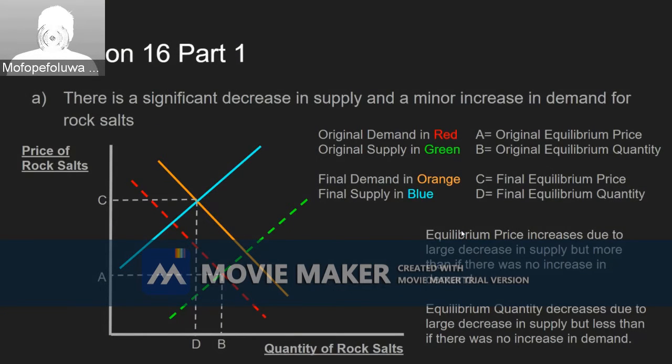Okay, so for number 16, part A, you can see that there's a major reduction in supply, but a minor increase in demand. This comes together to create an increase in the equilibrium price, but a decrease in the equilibrium quantity. The increase in equilibrium price is greater than what would have occurred if there was no increase in demand, but the decrease in equilibrium quantity is less than what would have occurred if there was no increase in demand.